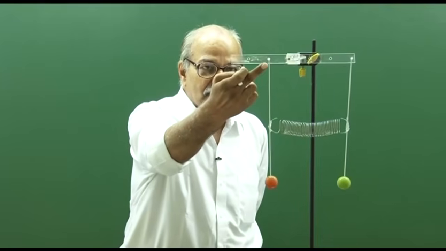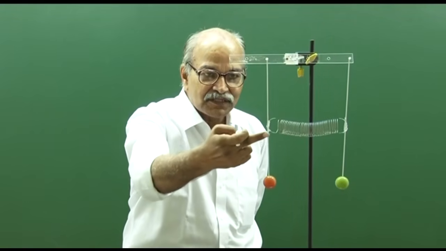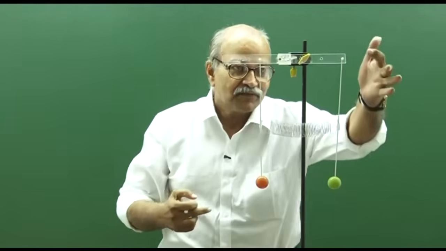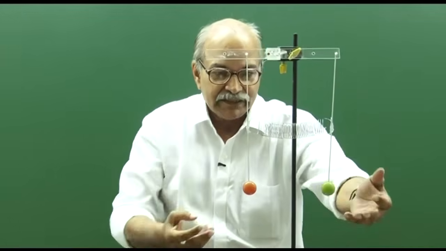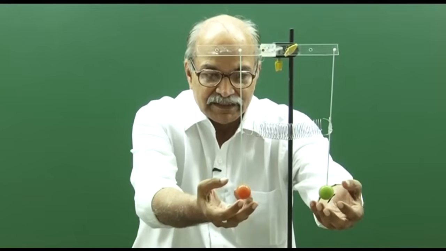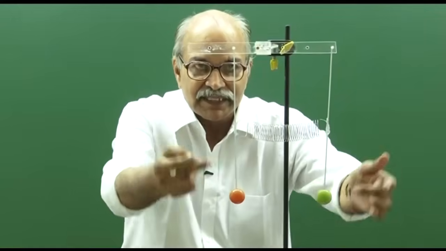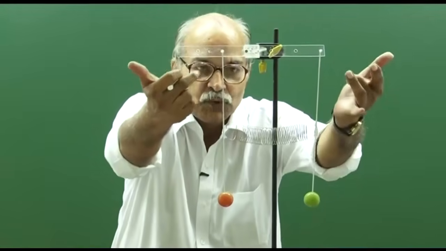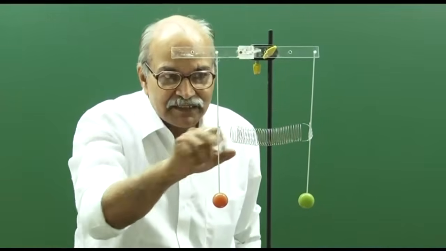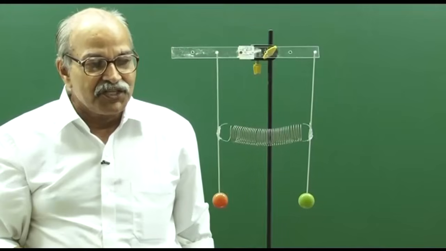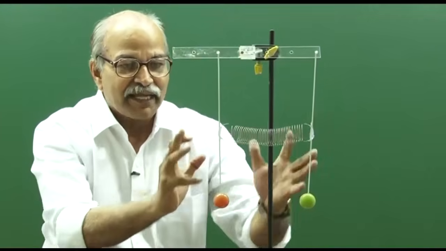You have two light rods, these two rods are actually cycle spokes, and these two are balls which are attached to these light rods, and they are suspended through these holes. And the spring that you are seeing here, which is connecting the two rods, is essentially the interaction mechanism.